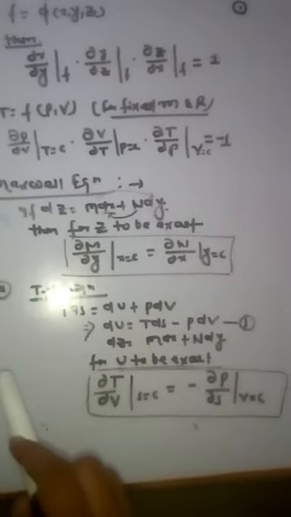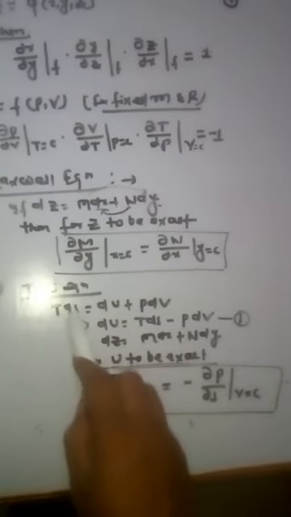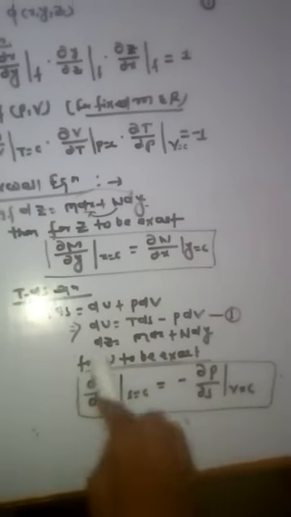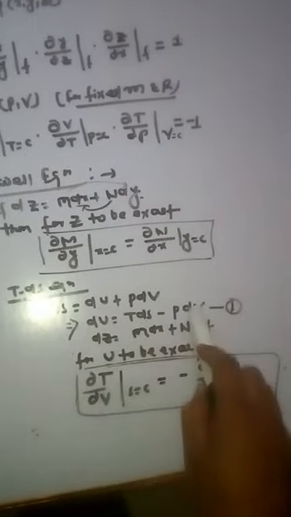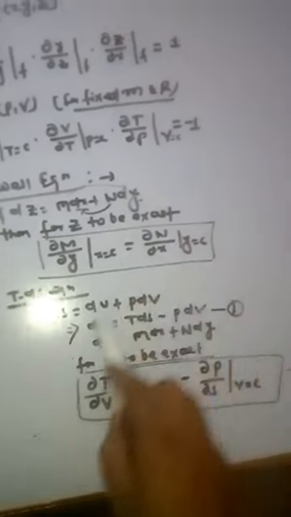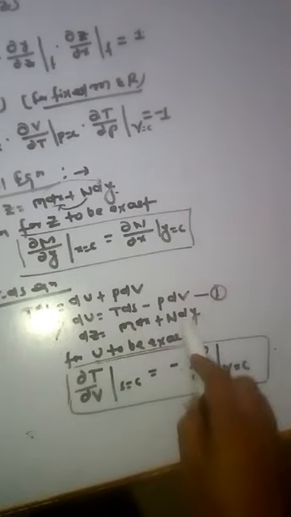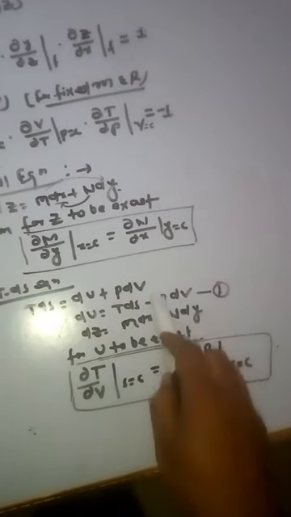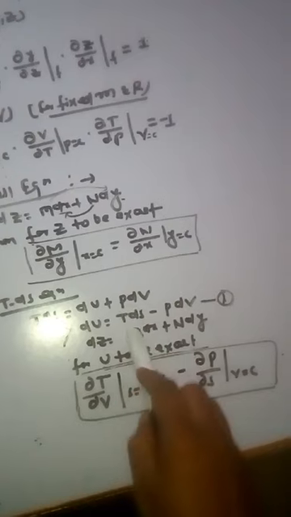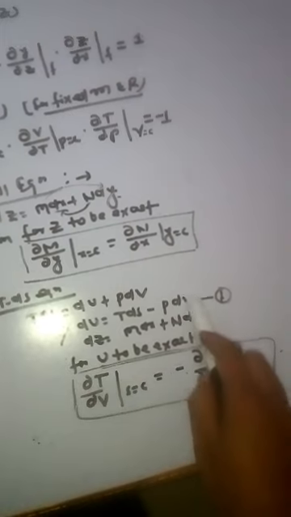Now come to the first TdS equation of Maxwell. We know this TdS equation: TdS is equal to dU plus PdV. Therefore dU is equal to TdS minus PdV. This equation can be compared with dz is equal to m dx plus n dy. If you compare both equations, you can find that m is equal to T, x is equal to S, n is equal to minus P, and y is equal to V.